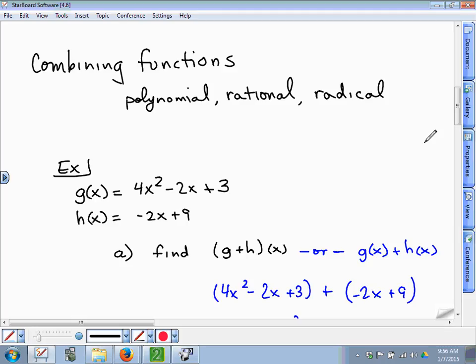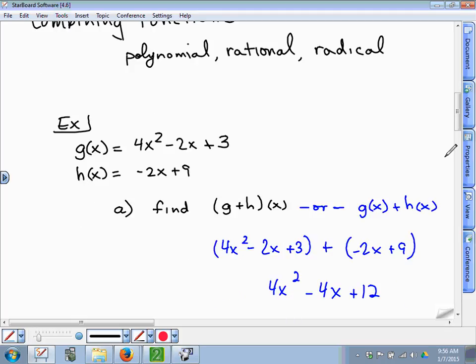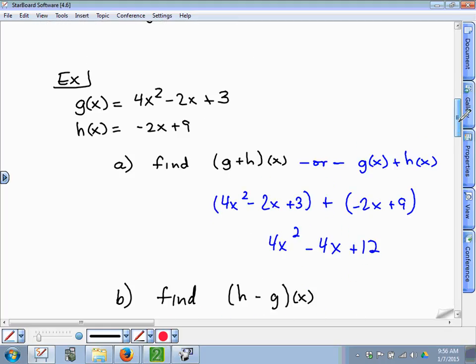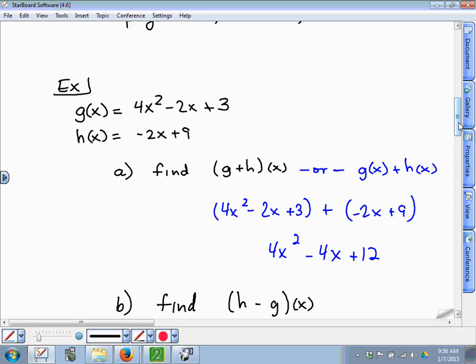Did the same thing? 4x squared minus 4x plus 12. All right, I'll agree with that. Let's switch it up. Try this one now. Part B. Try that one.